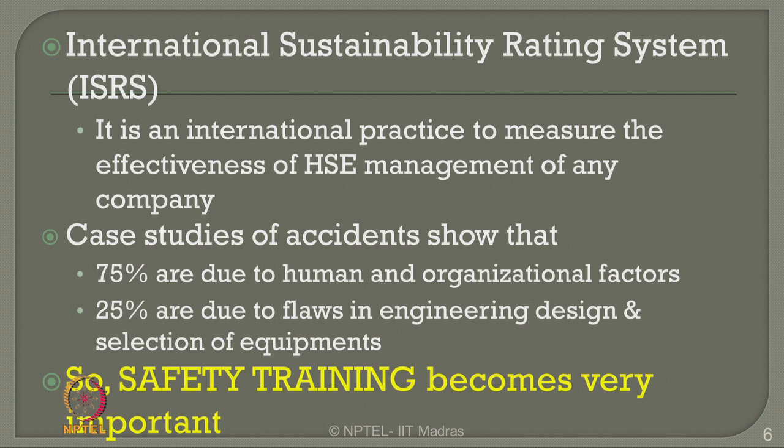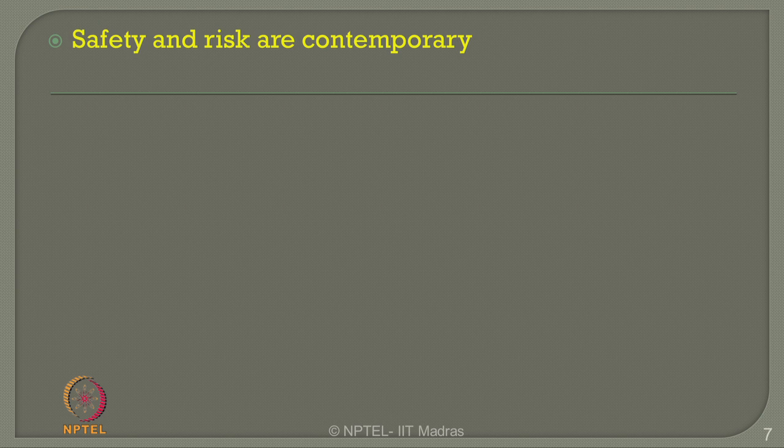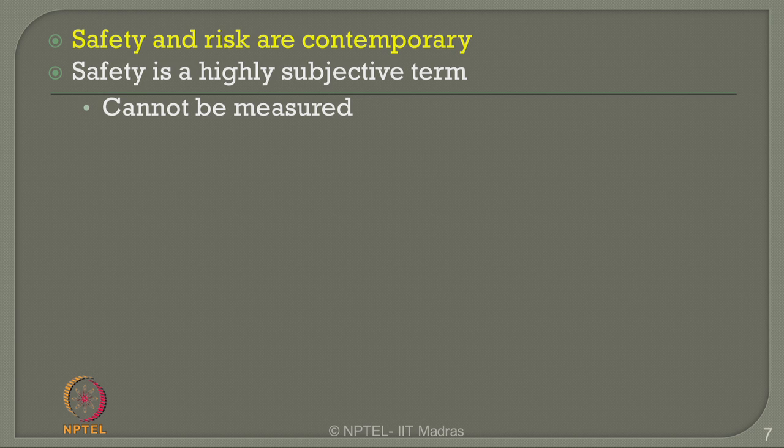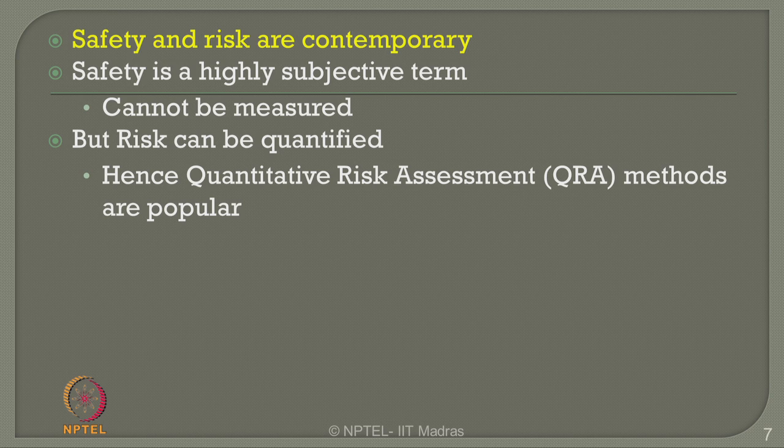So, under the given task, it becomes very important for us to understand that safety training is very vital for all the personnel involved in oil and gas industries. We have also seen in the lectures how safety and risk can be compared. We have understood that safety and risk are contemporary. Safety is a highly subjective term. It cannot be measured. It varies qualitatively from one personnel to the other or one's perspective with respect to the other. However, risk can easily be quantified.